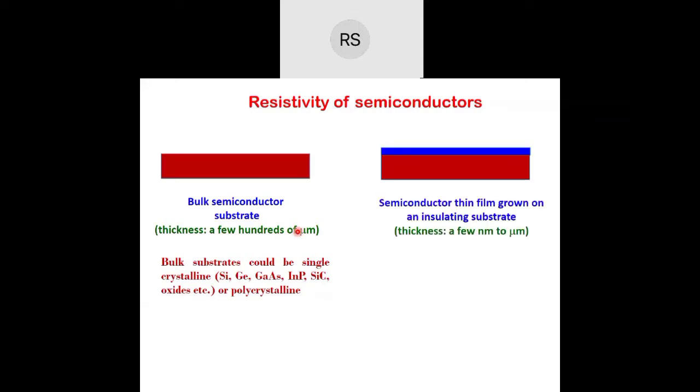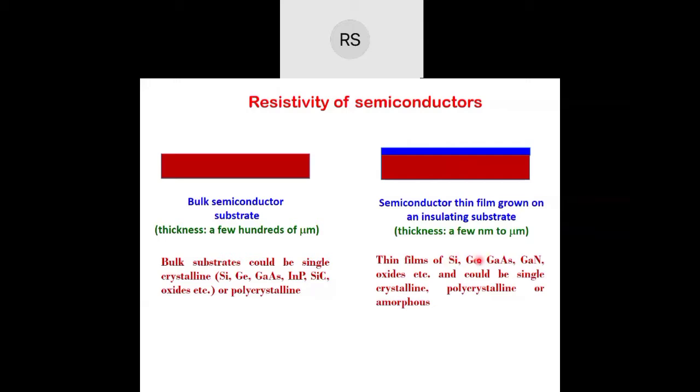We also have semiconductors in the thin film form, or in many cases what we call the epitaxial form. Suppose this is an insulating substrate. On top of that, there is a semiconductor thin film which has been deposited, and its thickness can vary from a few nanometers to microns. So that is actually thin films.